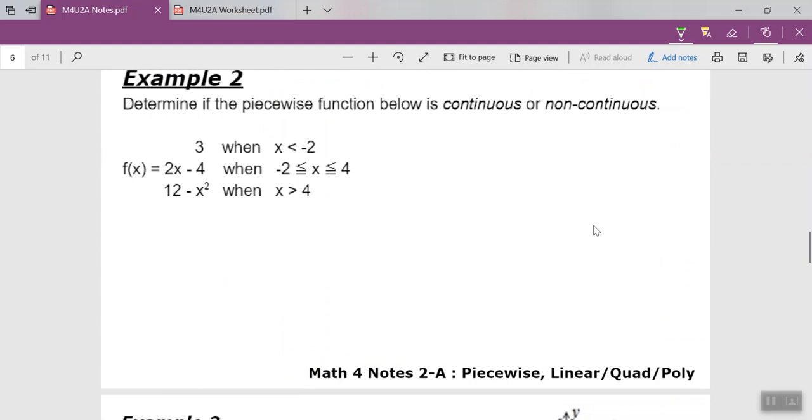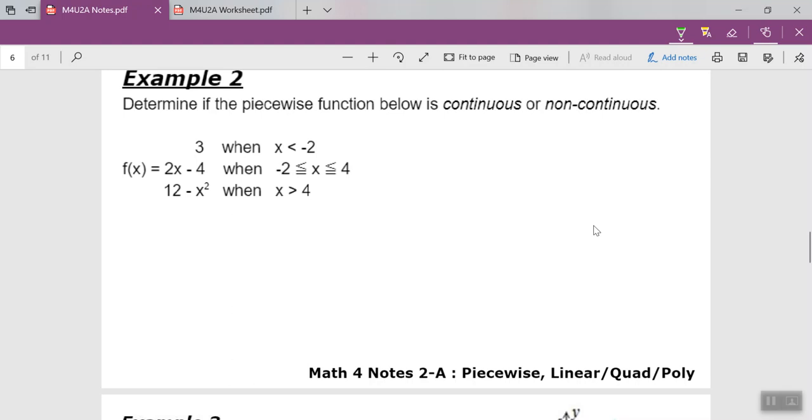Now, number 2 is basically taking the same thing and asking the question, is it continuous or not continuous? Now, I'm going to show you the algebraic way, and then I'm going to go back and show you how to tell on a graph whether it's continuous or not continuous. But I don't know that this was necessarily showed in Math 3, so we're going to cover that.